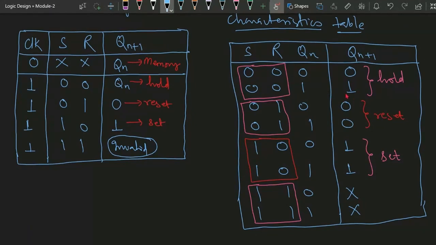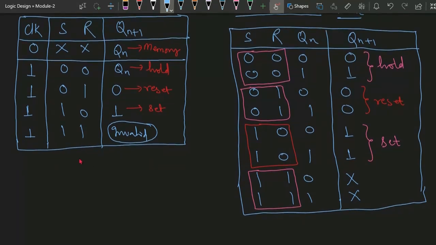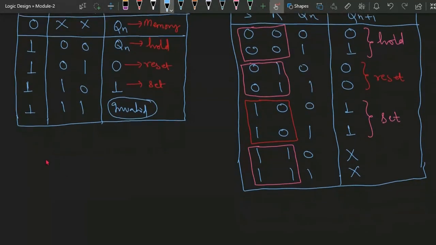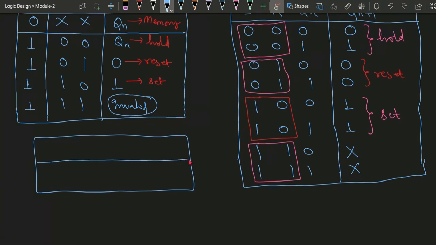With the help of the characteristic table, we need to draw the characteristic equation, meaning how the next state is related with respect to S, R and Qn. For that we need to draw the K-map and do the K-map simplification here. We know that already.